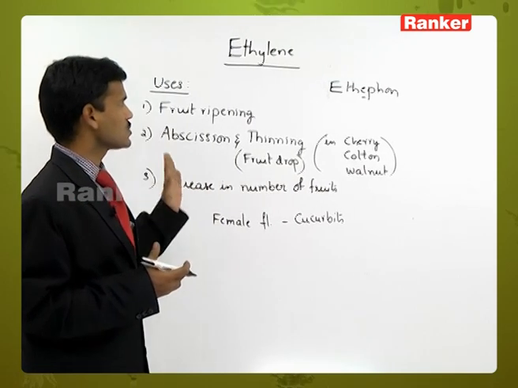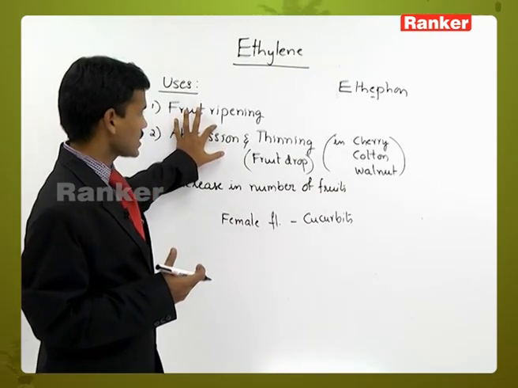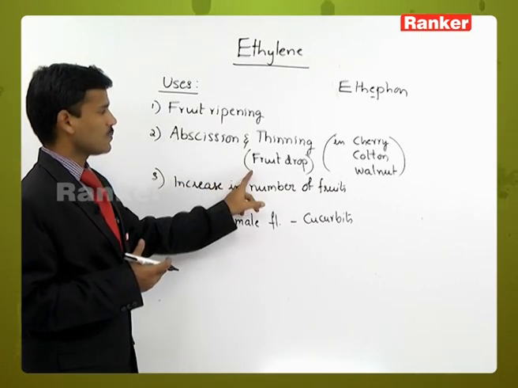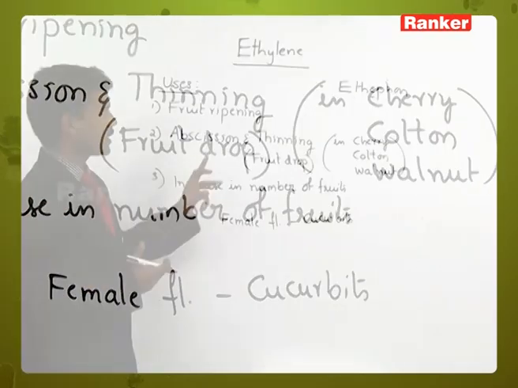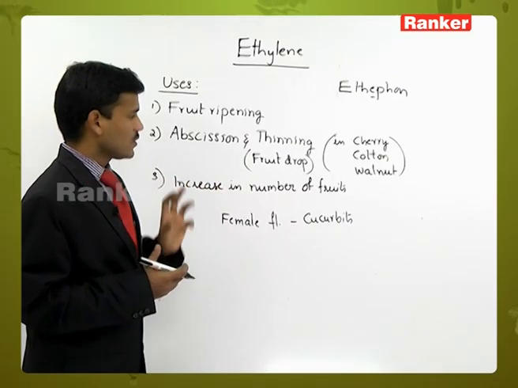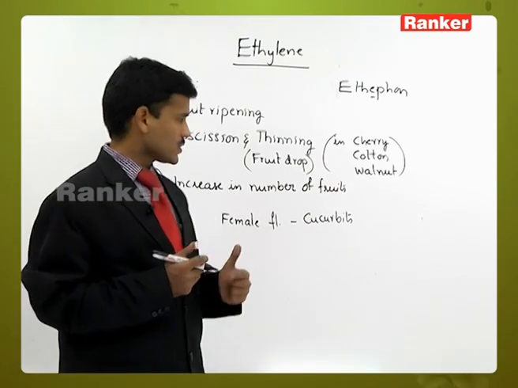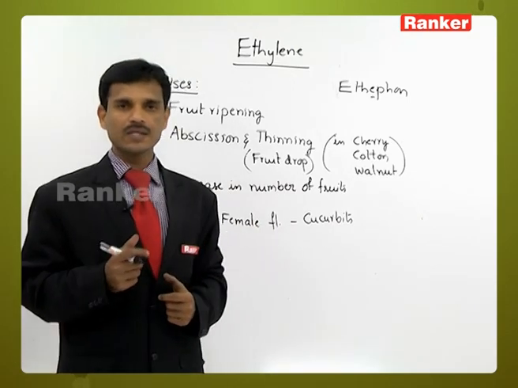So these are the uses of ethylene. Fruit ripening is a main, important characteristic feature of ethylene. Falling of fruits, or fruit drop and the thinning process in these plants, is promoted by ethylene. And the number of female flowers, and so the number of fruits formed, is increased by ethylene in cucurbits. So that is about the ethylene hormone.